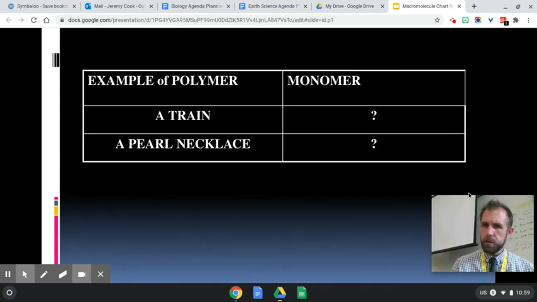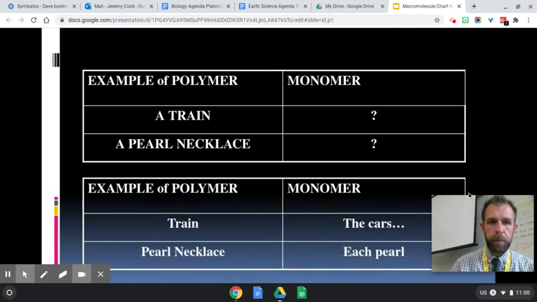All right, so just make sure we're on the right page with that. An example of this: if I have a long train, each train car makes up its monomer. Same thing with a pearl necklace. If I have a long chain of pearls, each individual pearl will be its monomer. So the polymer is the pearl necklace, the entire thing, and each pearl is a monomer.